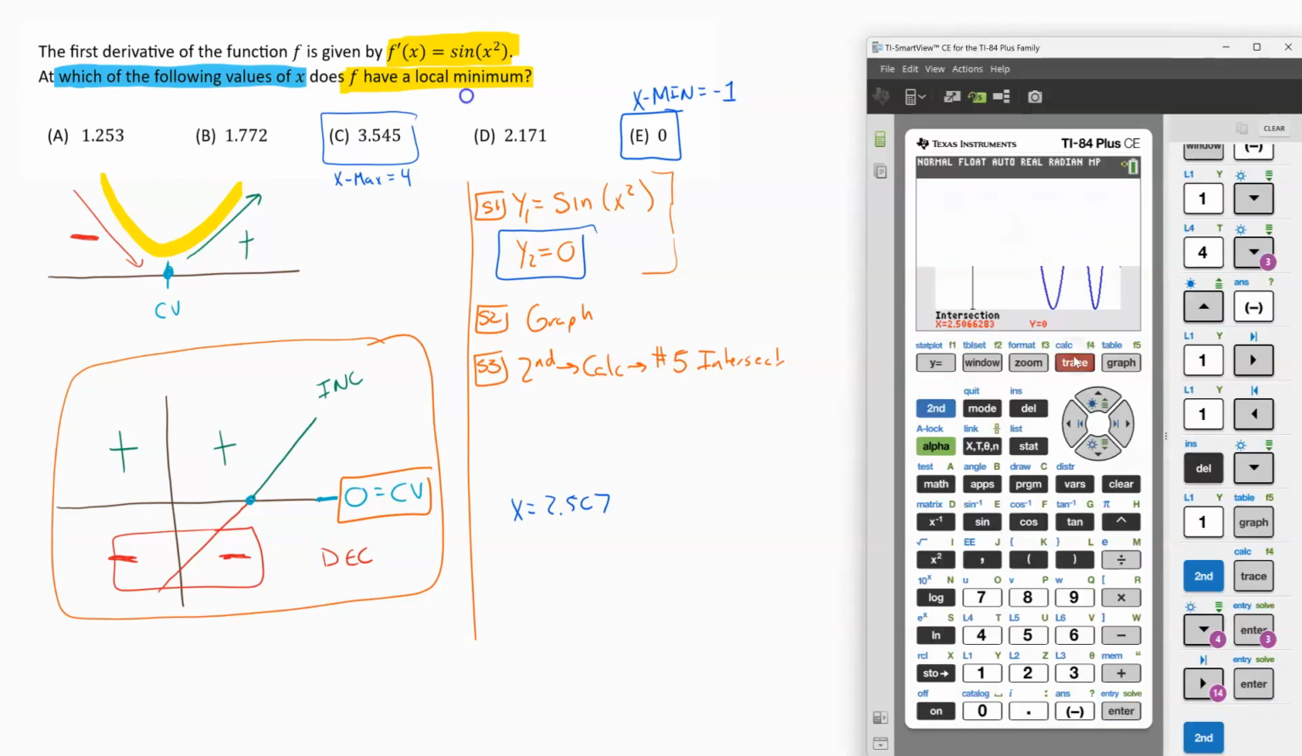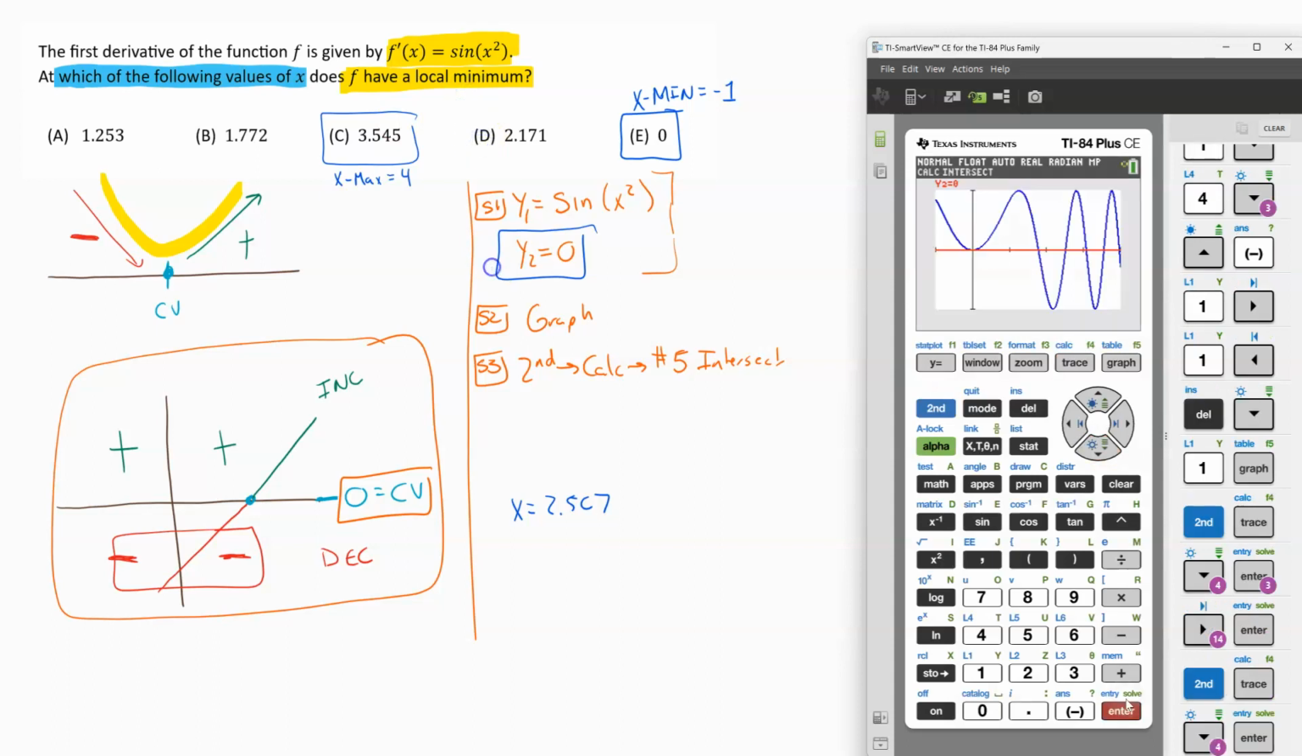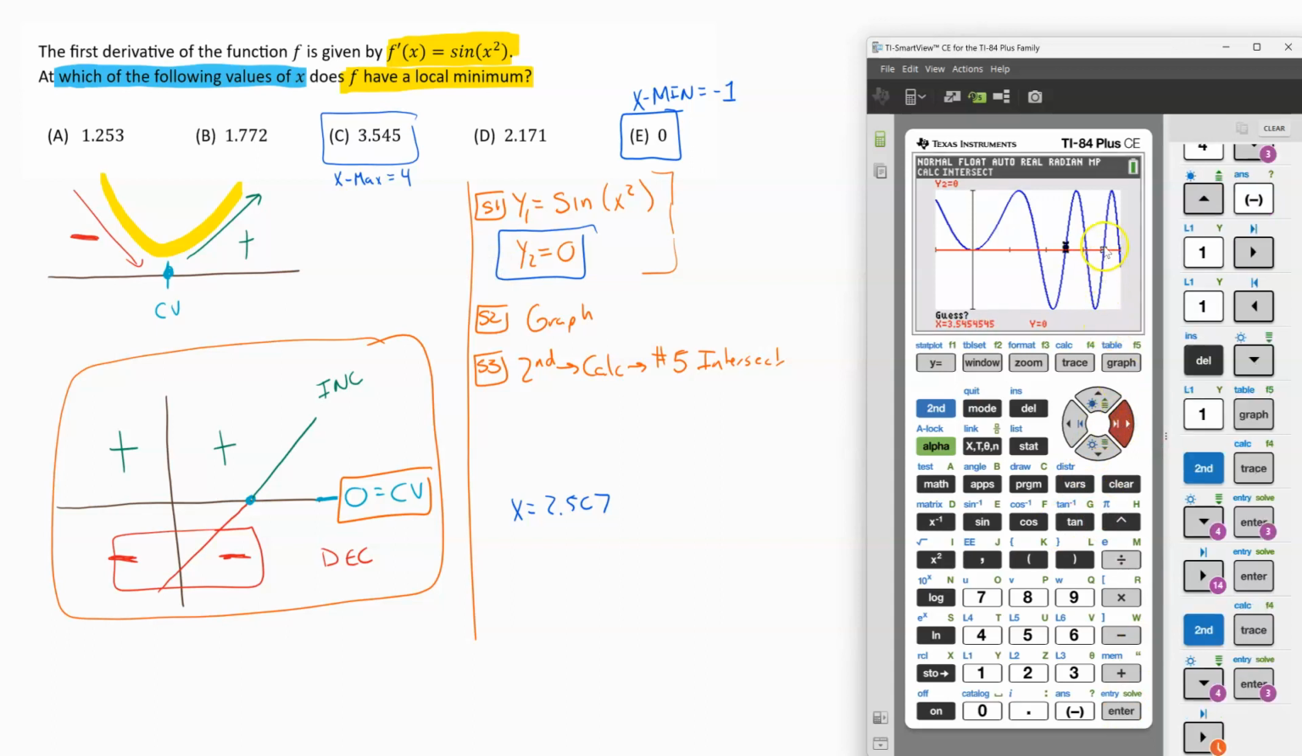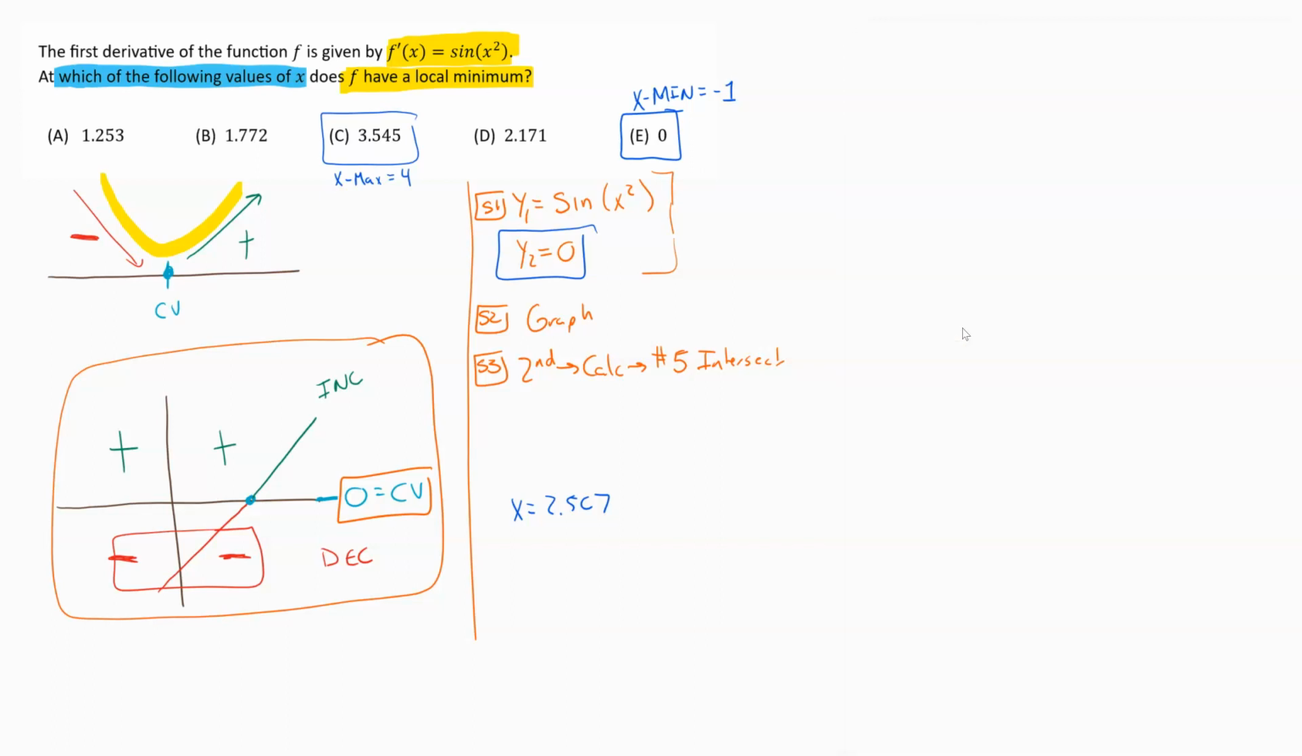So second calc, number 5 intersect. First curve hit enter, second curve hit enter, and then the other place it's going from negative to positive is right there. So I want to guess there. So then I hit enter a third and final time on guess. It says the word intersection, and again, AP Calc questions like to round to 3 decimals, so this would be x equals 3.545.